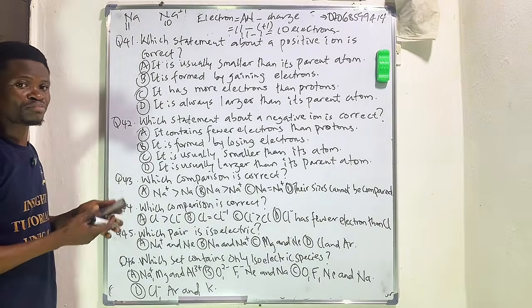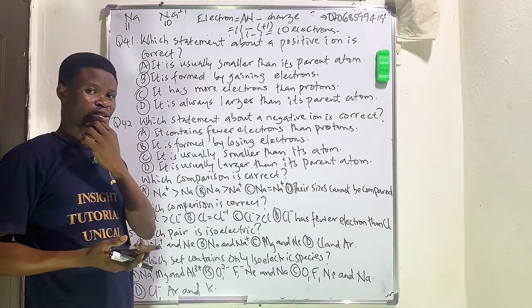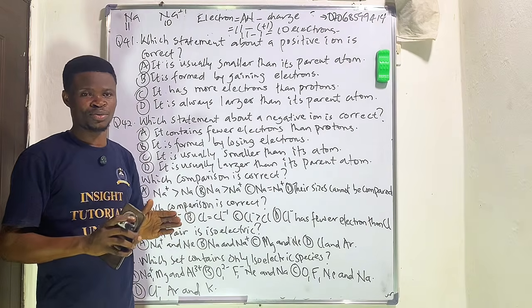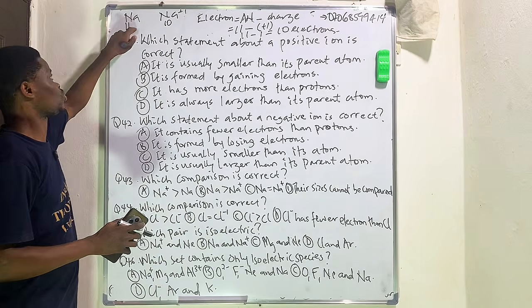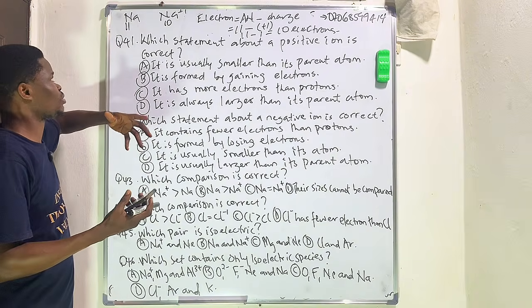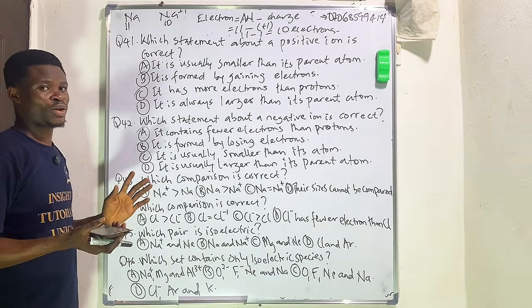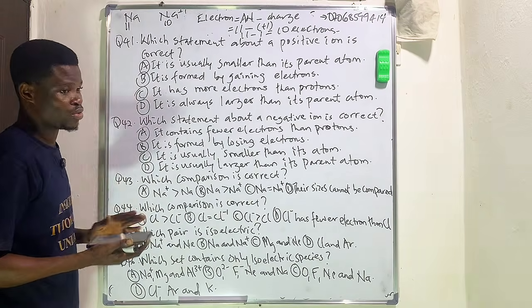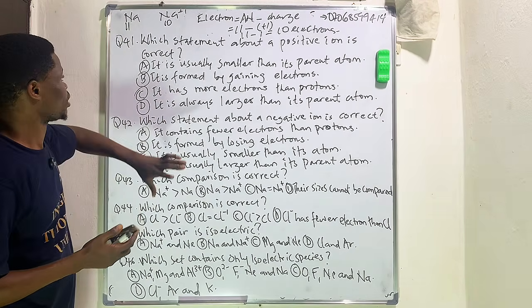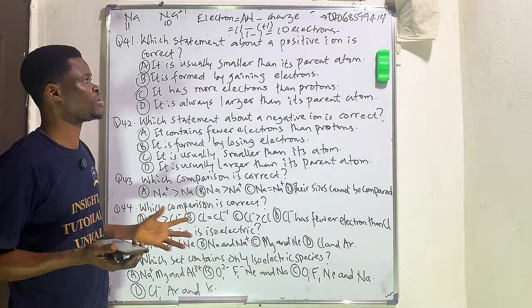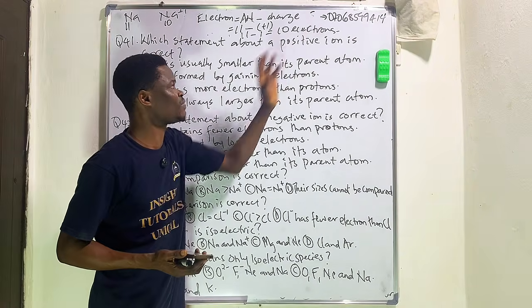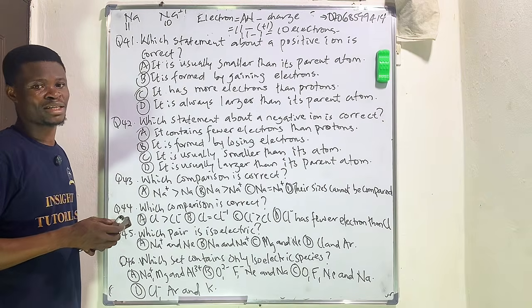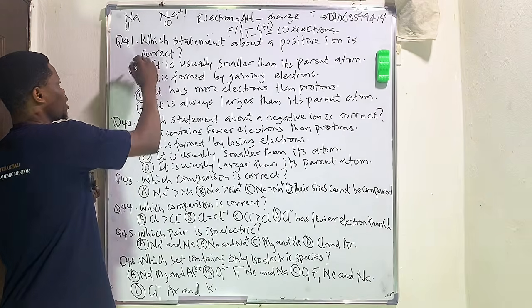So generally, when elements are positively charged, their ions are going to be less compared to their atom. So sodium atom has more electrons and is bigger than what? Sodium ion. Okay, so let us quickly go into solving this question before I go to the next. The correct option says it is usually smaller than its parent atom. Is it true that a positive ion is smaller than its parent atom? Yes, the answer is correct. So the correct option here is A.